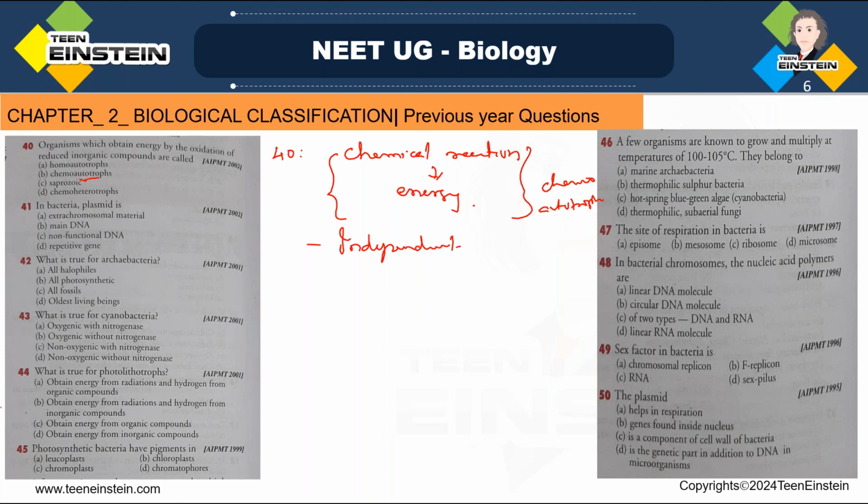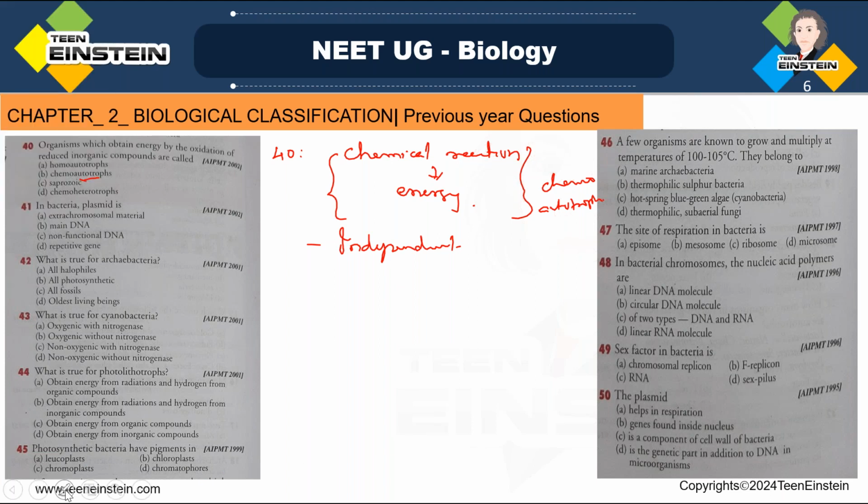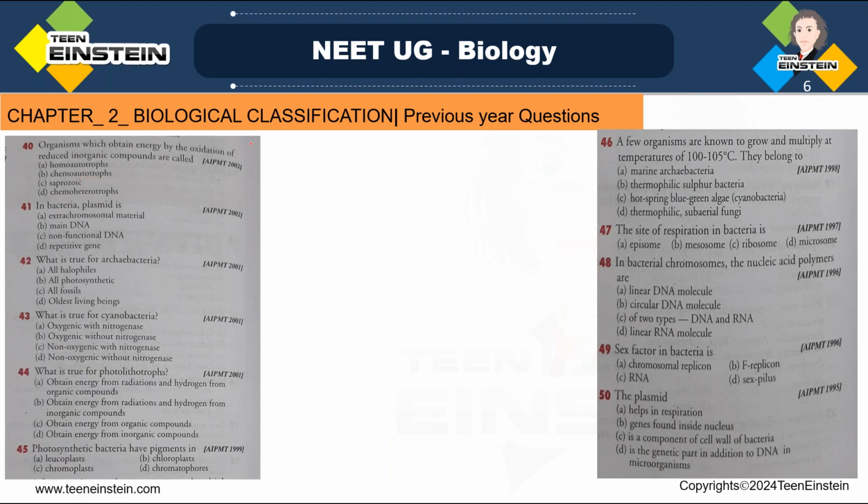Next question, question number 41. In bacteria, plasmid is. These are all direct questions. Plasmid is, first option, extra chromosomal material. Option B, main DNA. Option C, non-functional DNA. And option D, repetitive gene. In this, plasmid is what? Actually, plasmid is an extra chromosomal material.